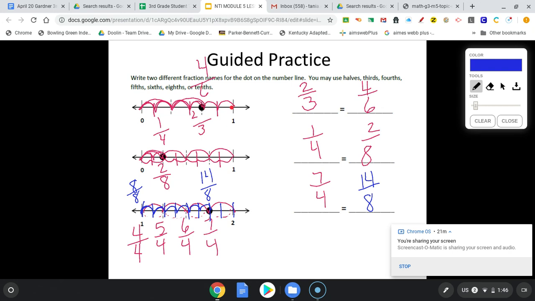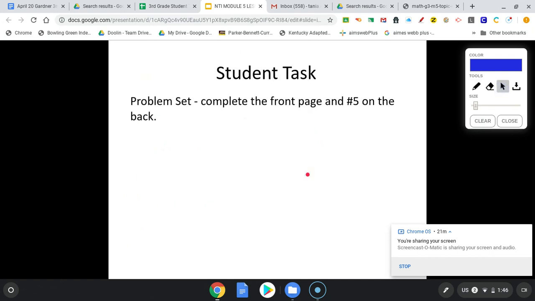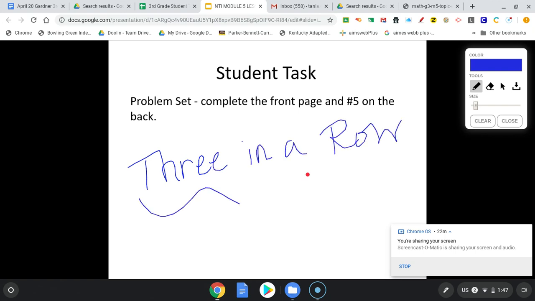Okay, good job. So you're going to do the same kind of work on your problem set. You're going to complete the front page and then number 5 on the back. You're also playing the game 3 in a row. And I will also send you the video modeling how to play 3 in a row. It's a very fun game, and I know that you will do great with that game. If you need me, you know how to get in touch with me.